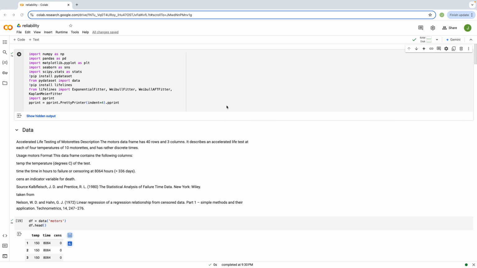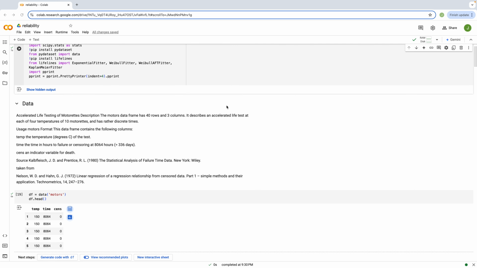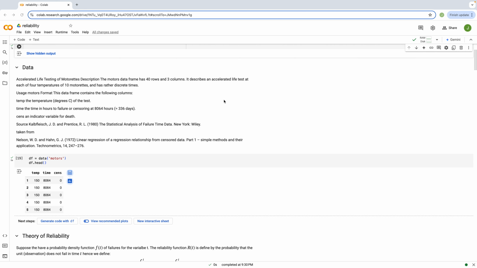Reliability analysis. And we're going to apply it to this data set, which is data on accelerated life testing of motors. There are 40 observations and there are 3 variables that are recorded.